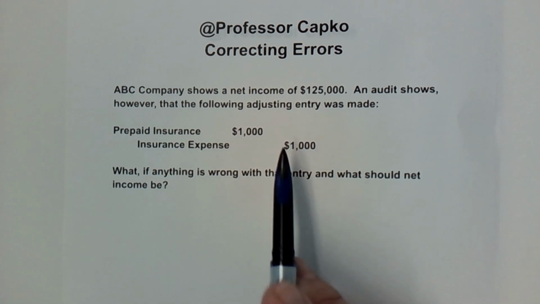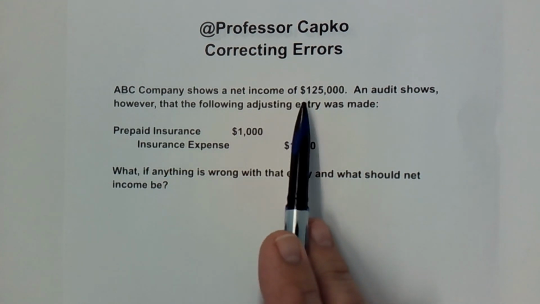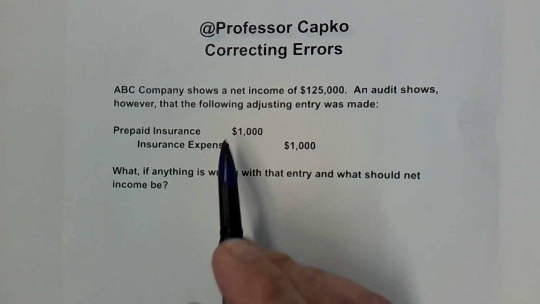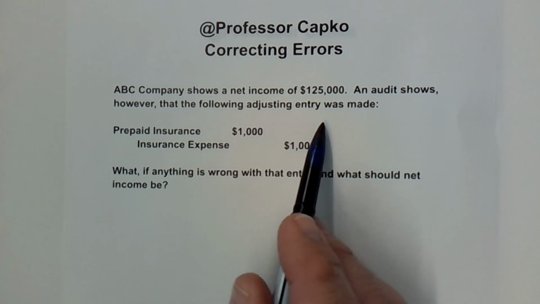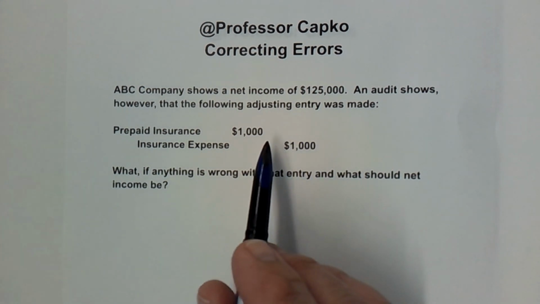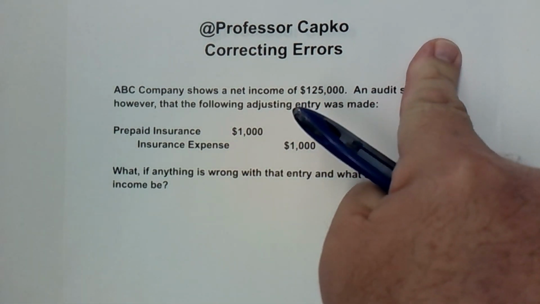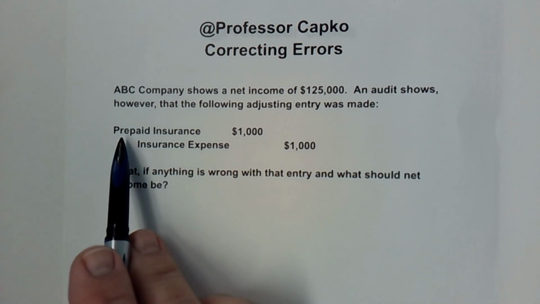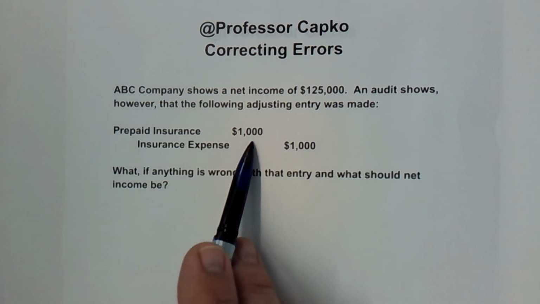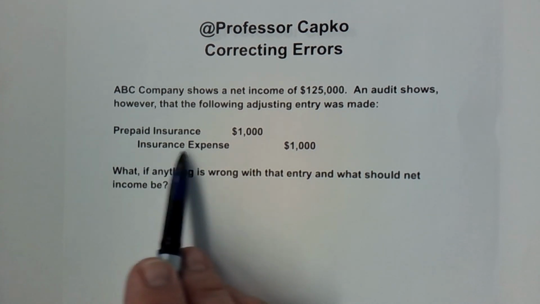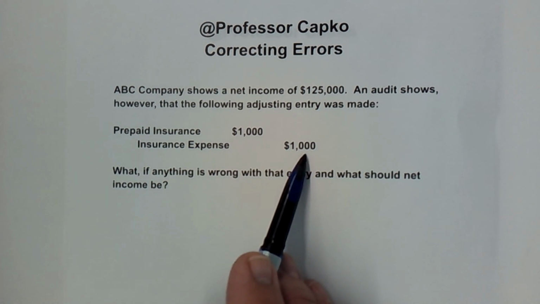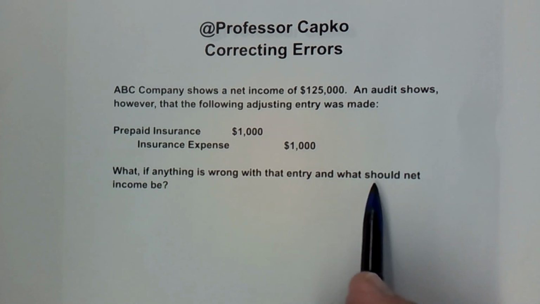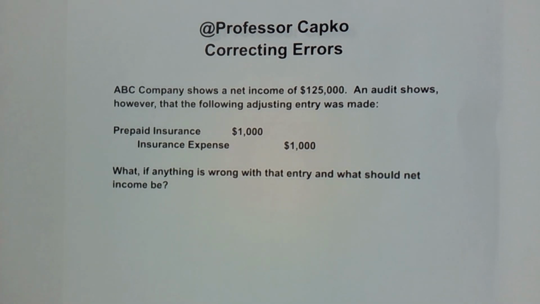In this problem, ABC Company shows a net income of $125,000. An audit shows, however, that the following adjusting entry was made. If you don't know what adjusting entries are, I've done some videos on them and I'm linking one up here for you. You can check it out. In this one, we debited prepaid insurance for $1,000 and we credited insurance expense for $1,000. What, if anything, is wrong with that entry and what should net income be?